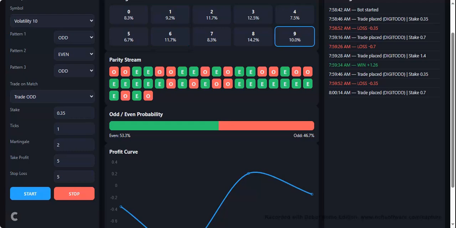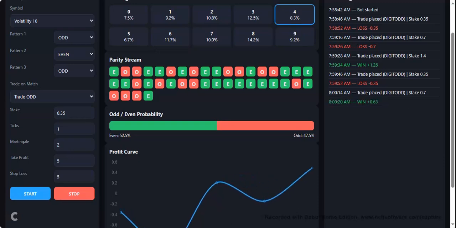Watch how the probability display shifts as ticks arrive. This visual feedback represents the short-term distribution between odd and even outcomes. While no imbalance guarantees a result, tracking distribution provides insight into momentum and rhythm. Over time, traders develop intuition for how these flows behave. The bot enhances that intuition by removing execution error.